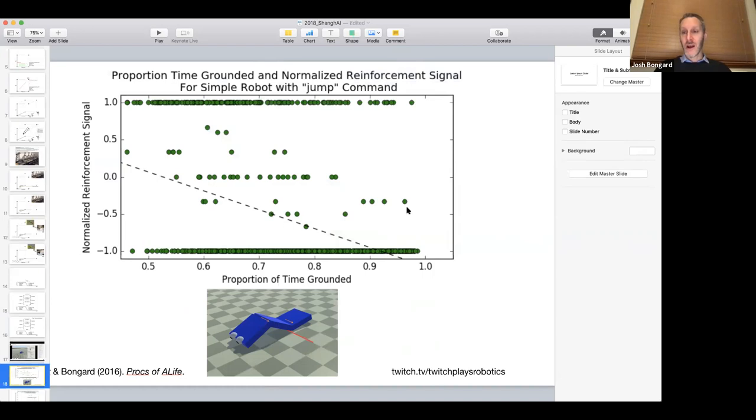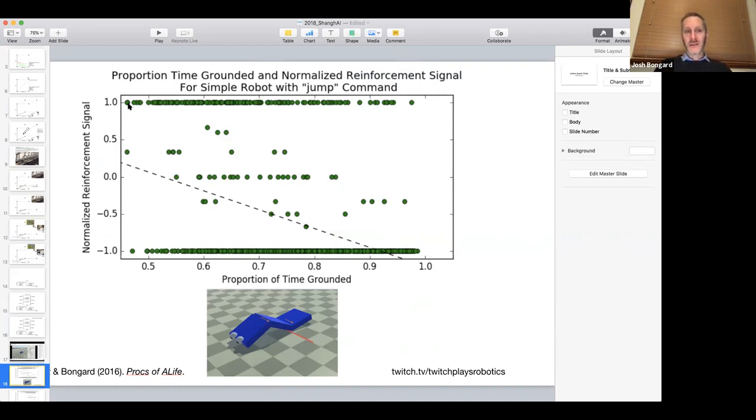spent on the ground. So this robot has touch sensors, and it's simply the fraction of time in which a touch sensor was firing. Points further to the right, more touch activation. Points to the left, less touch activation. The vertical axis here, or the height of a point, corresponds to the amount of positive reinforcement received from the crowd for that controller under that command.